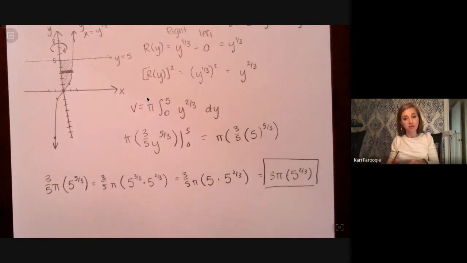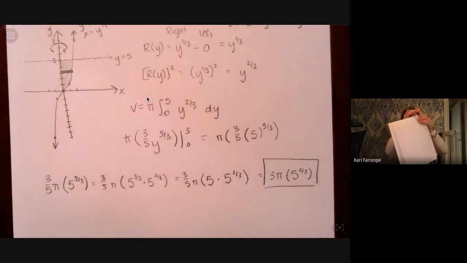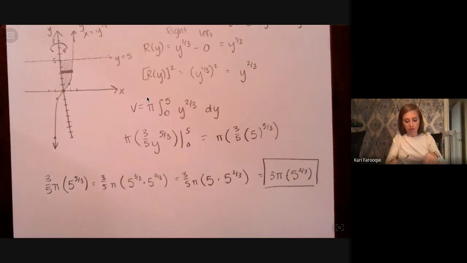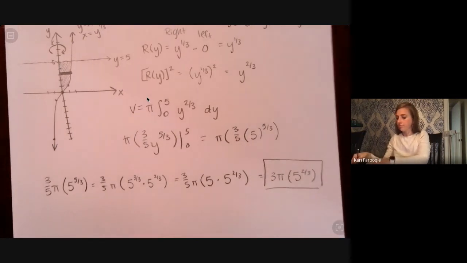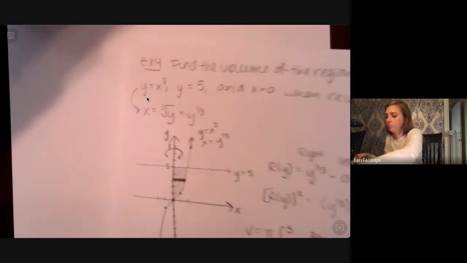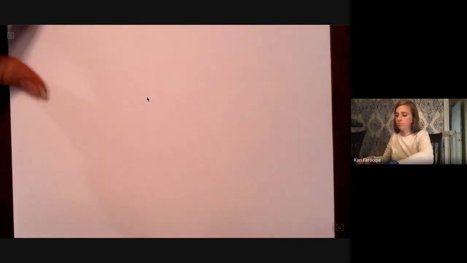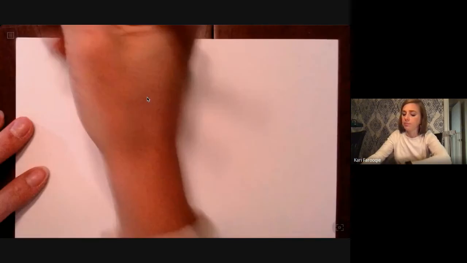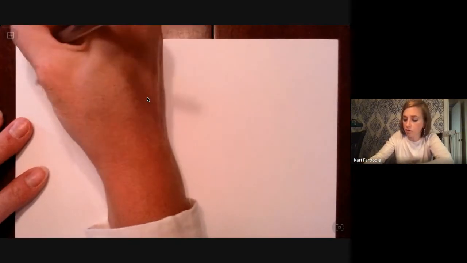Okay, so that was an example where we were looking at a disk such that we had a vertical axis of revolution. All right, so we talked a lot about disks. Let's talk about washers. The washer method.